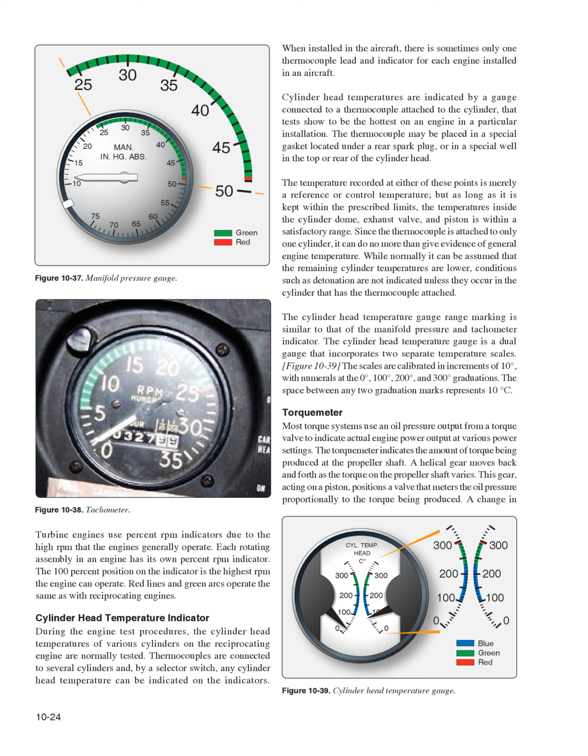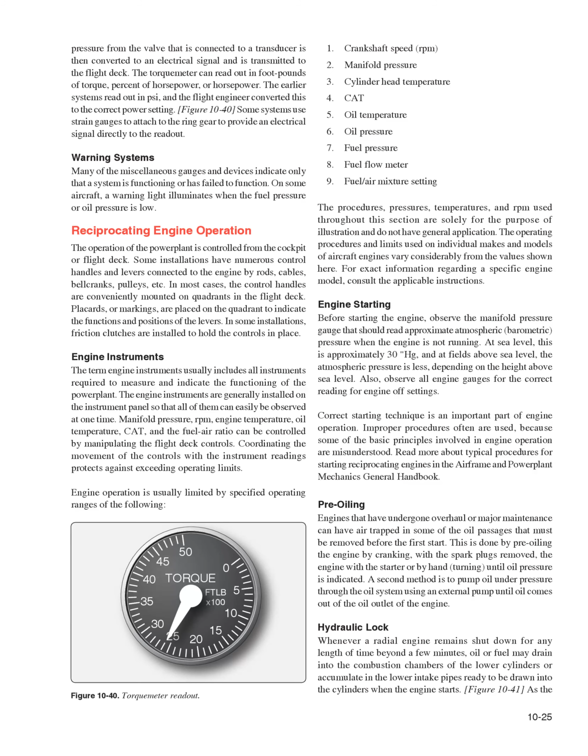Torque meter. Most torque systems use an oil pressure output from a torque valve to indicate actual engine power output at various power settings. The torque meter indicates the amount of torque being produced at the propeller shaft. A helical gear moves back and forth as the torque on the propeller shaft varies. This gear, acting on a piston, positions a valve that meters the oil pressure proportionally to the torque being produced. A change in pressure from the valve that is connected to a transducer is then converted to an electrical signal and is transmitted to the flight deck.